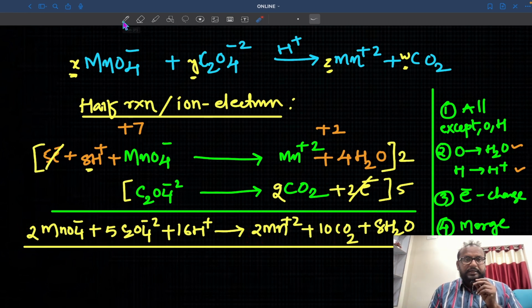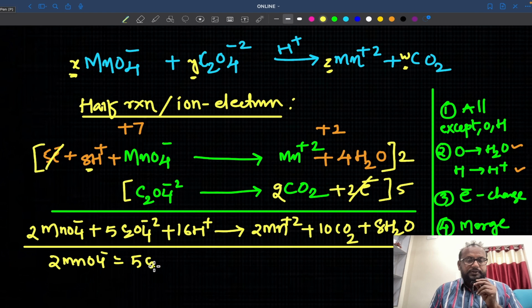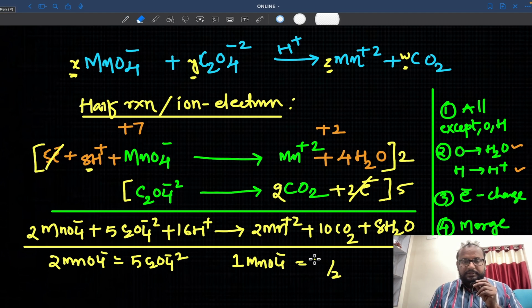One more thing I can also write here, 2 moles of MnO4 minus is equal to 5 moles of C2O4 2 minus. Or I divide both sides by 2, so I'll get 1 mole of MnO4 minus equals 5 by 2 moles of C2O4 2 minus. Why did I get this like this? So 5 by 2 moles of C2O4 2 minus.